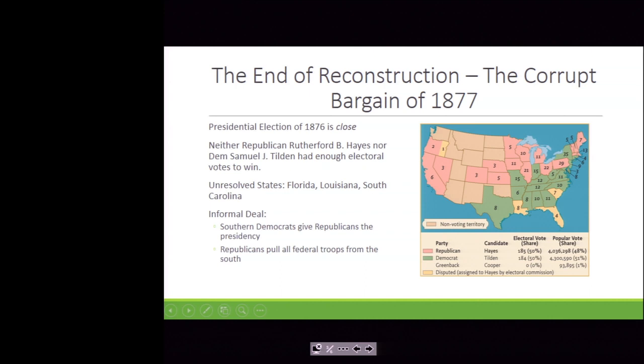So let's talk about the end of Reconstruction now. The corrupt bargain of 1877. It all has to do with the presidential election of 1876. So here we see our electoral map again. That presidential election of 1876 is close. Neither the Republican Hayes nor Democratic Tilden has enough electoral votes to win. It all comes down to these unresolved states: Florida, Louisiana, and South Carolina. What do those three states have in common? Right, they're all southern states.